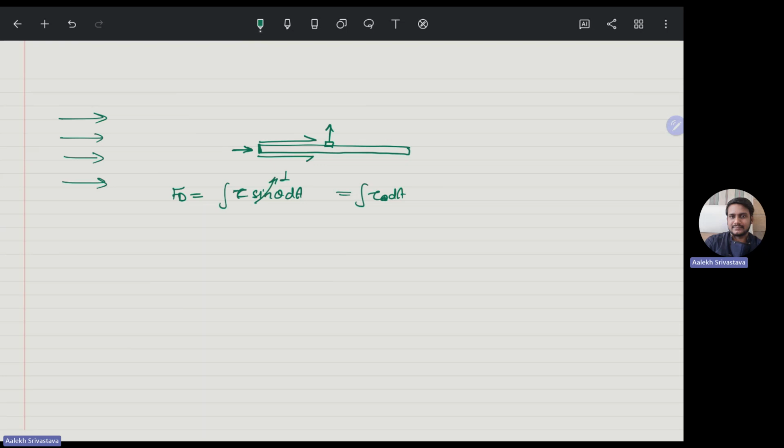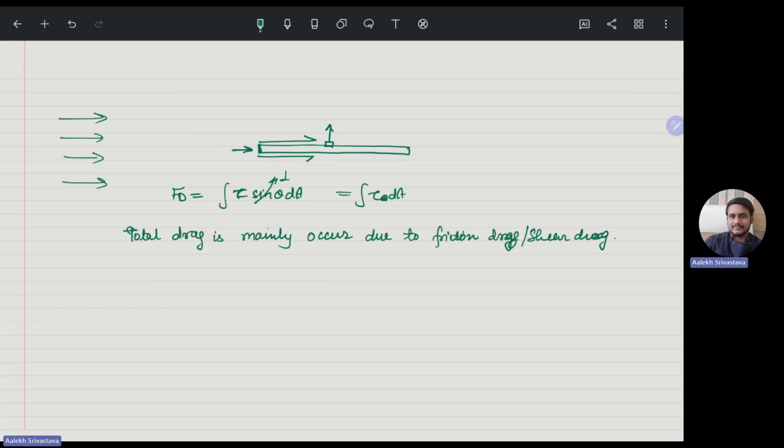Now, in this way, here the total drag is mainly due to friction drag or shear drag, and we don't have a pressure drag or pressure difference that will create the drag.